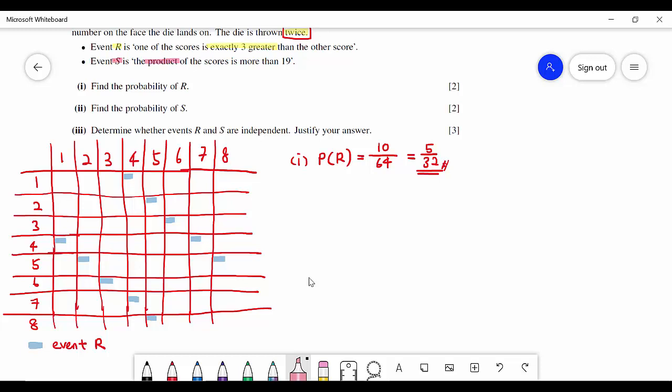So the first result for the product which is more than 19 will appear here, where you take 7 multiplied with 3, you get 21. Then this one also, 8 multiplied with 3, you get 24. So you have to check one by one. 4 multiplied with 4, you get 16, which is not part of the event S. Okay, so 5 multiplied with 4, you get 20. 6 multiplied with 4, 7 multiplied with 4, 8 multiplied with 4.